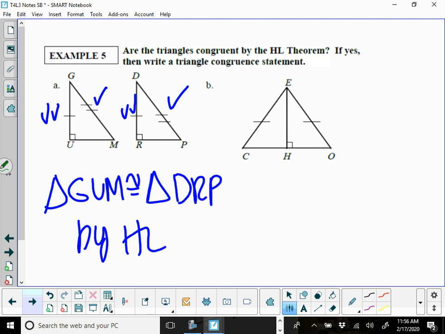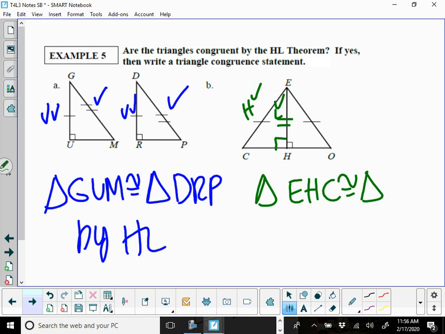Okay, right here, reflexive property in the middle there, we know that that's congruent to itself. So again, we have a 90-degree angle, we have a hypotenuse, we have a leg. So yes, triangle EHC is congruent to triangle EHO by HL.